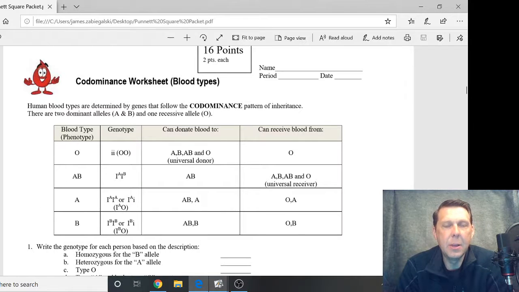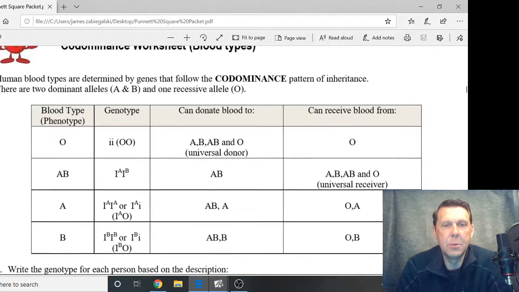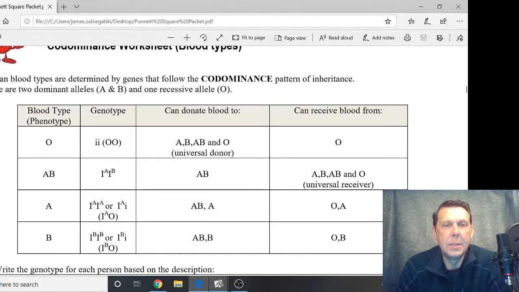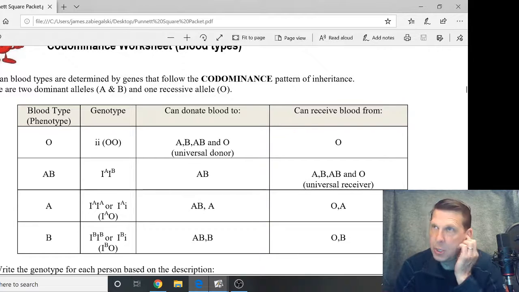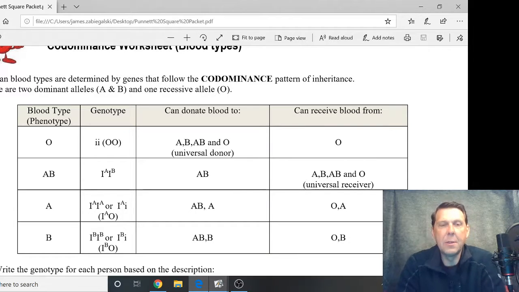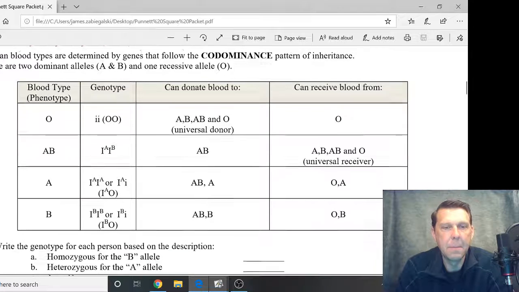If you're AB, your genotype looks like this. Let me zoom in a little bit. It is I^A I^B for isoagglutinogen. You got some isoagglutinogen from mom, that was an A, and isoagglutinogen from dad, which was a B. So you're AB. It's kind of like that chicken that had white feathers and black feathers, and it has white and black feathers. You have both A and B.